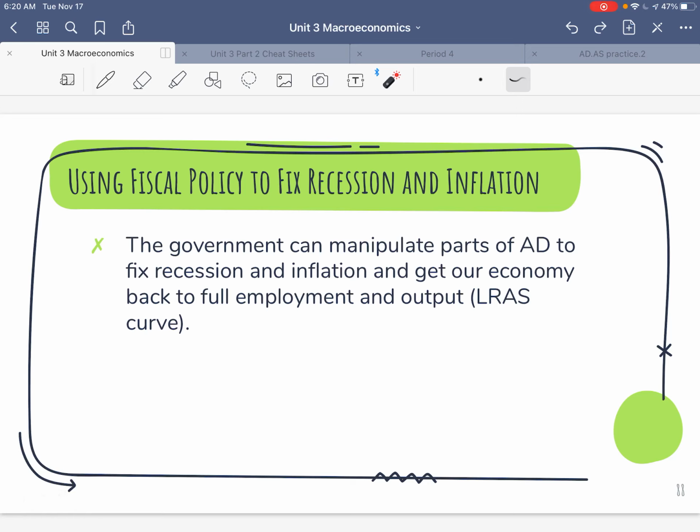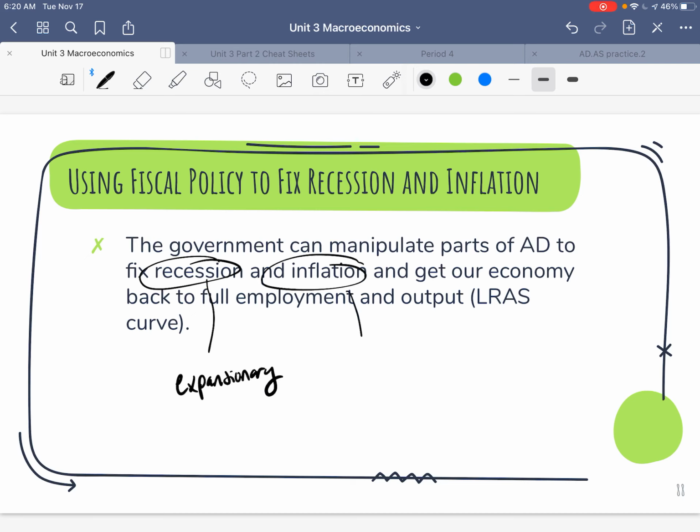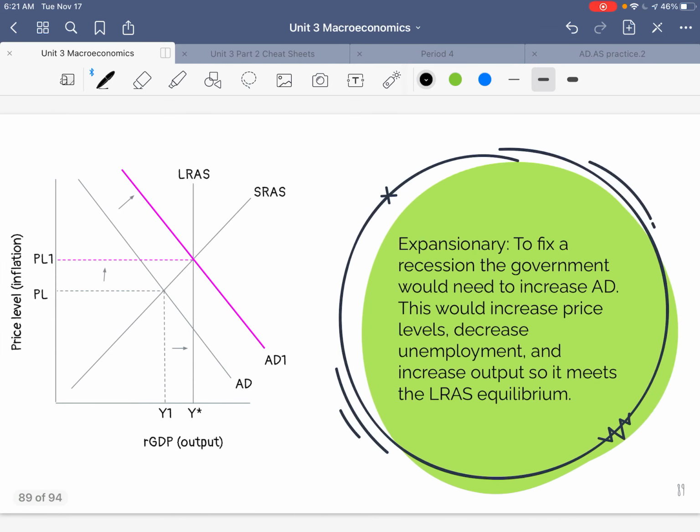So the reason we learned fiscal policy a few days ago is because you already know how to shift that AD curve using the C and G functions. So the government can manipulate parts of AD to fix recessions, and to fix a recession, we would use expansionary fiscal policy. To fix inflation, we would use contractionary fiscal policy. And the point is to get our country back to that perfect equilibrium where LRAS, full employment, output, all of it meets where the AD-AS curve is, okay?